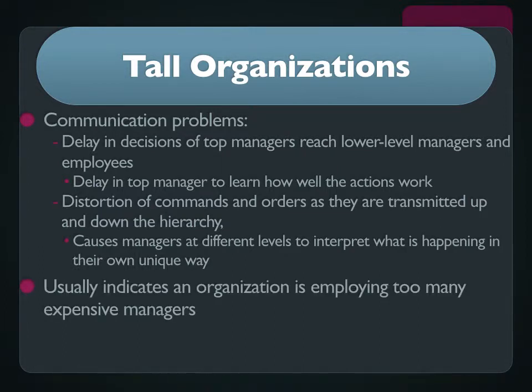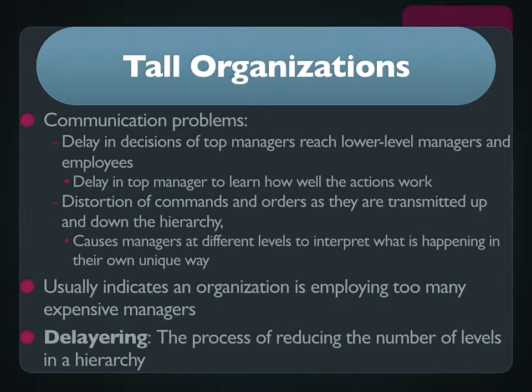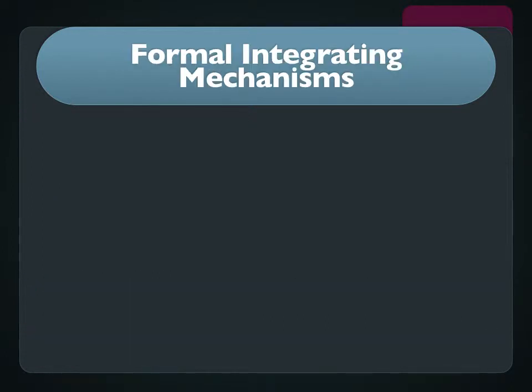Tall organizations usually indicate an organization is employing too many expensive managers. If you have many managers who each only oversee a very narrow area of activity, you're paying someone, particularly at the higher levels, a large amount of money for something that probably could be consolidated. And this is the delayering process, or the process of reducing the number of layers in a hierarchy.